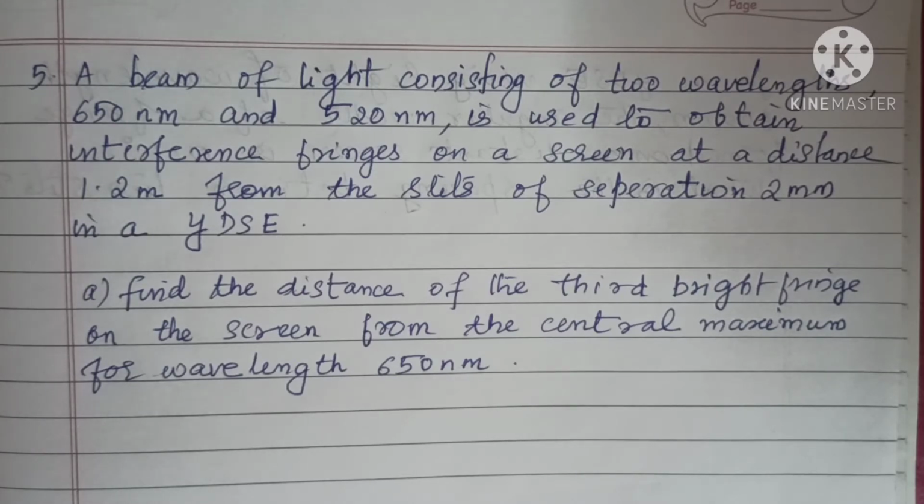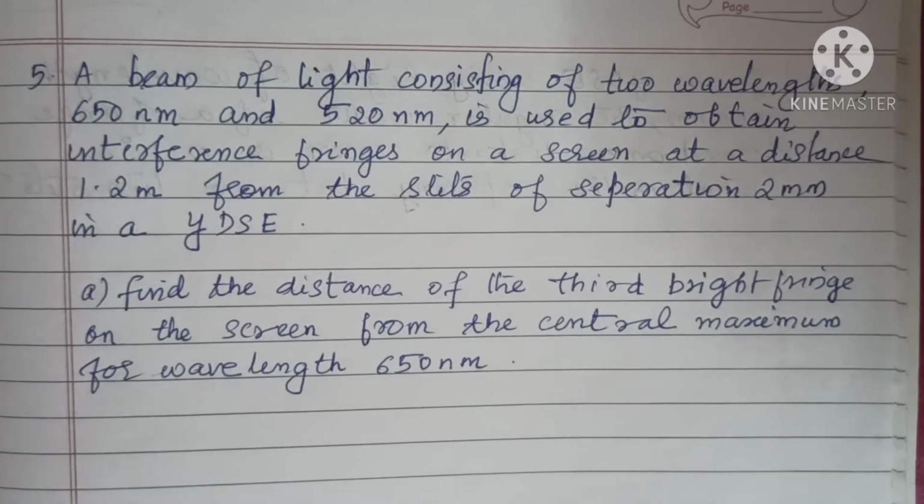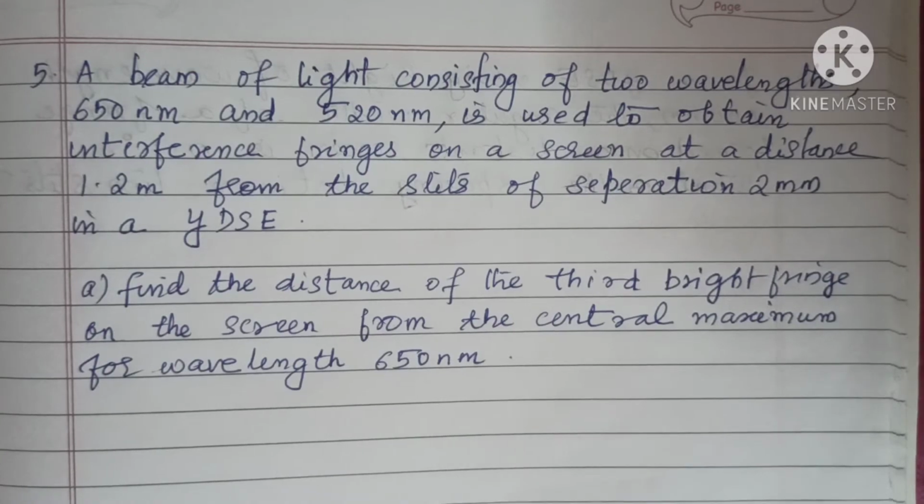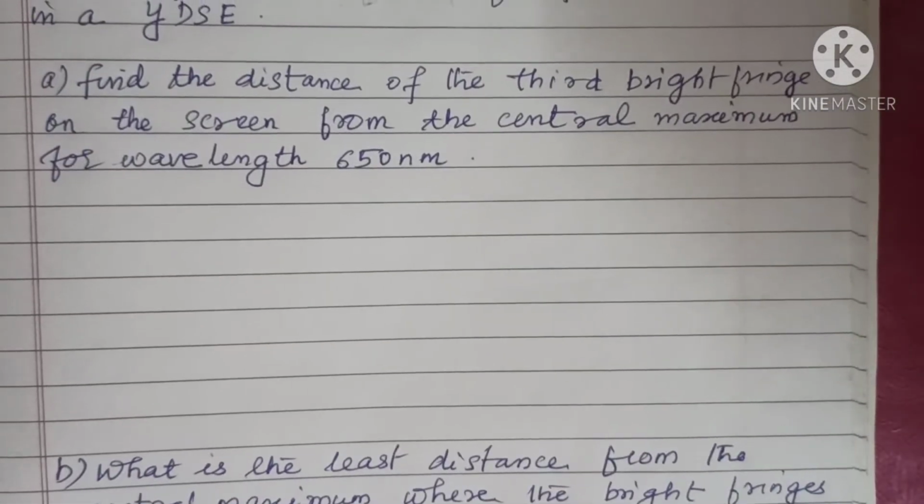Lambda is there. You are asked to find the distance of the third bright fringe on the screen from the central maximum for the wavelength 650 nanometers. So first we are discussing the case for 650 nanometers. You have capital D, small d, then lambda. Then what should be calculated is the distance x. Clear?